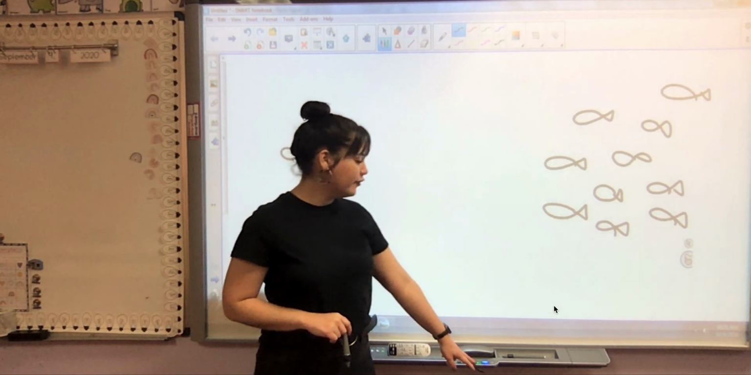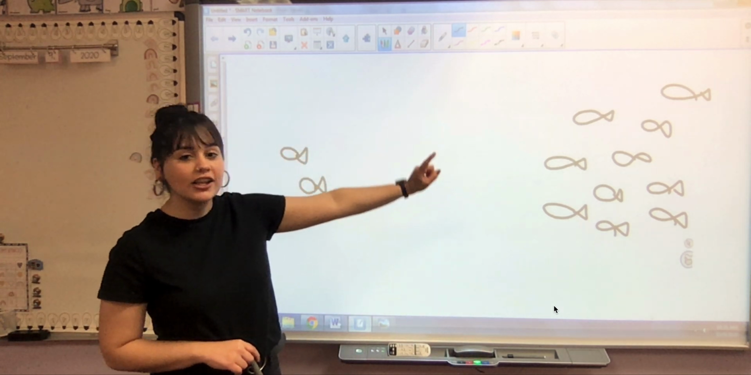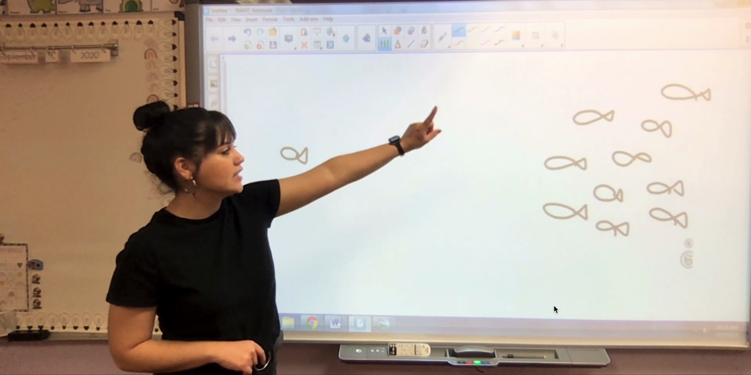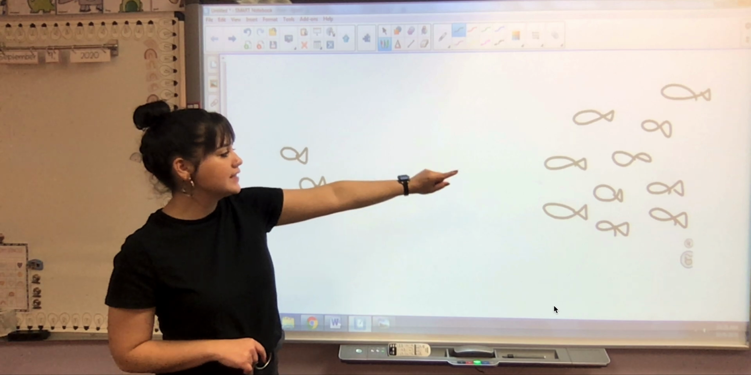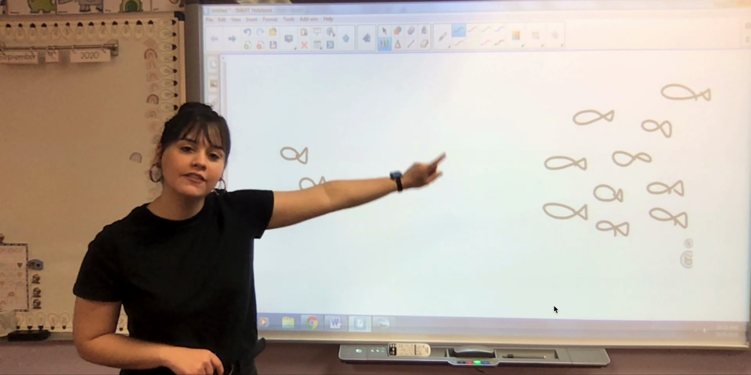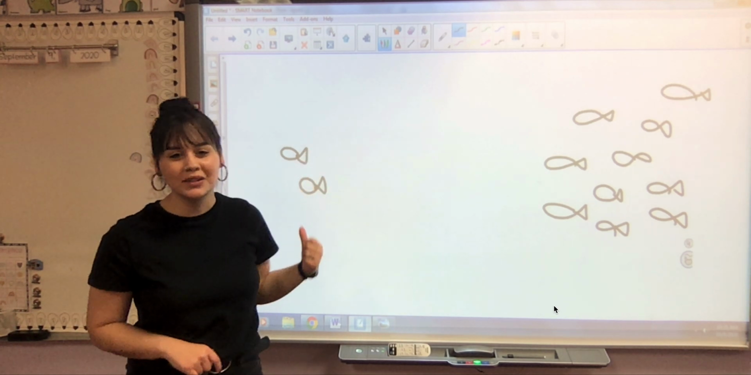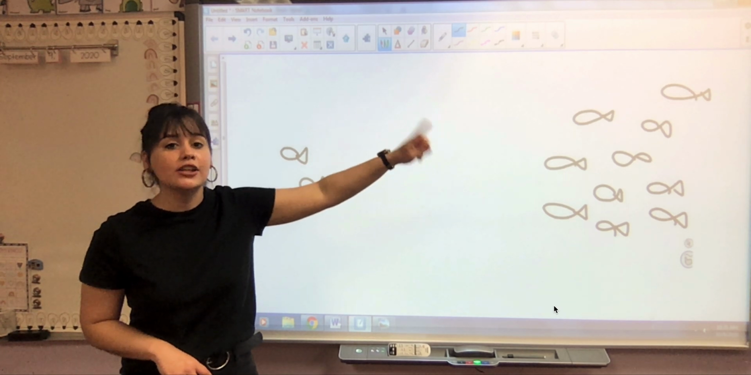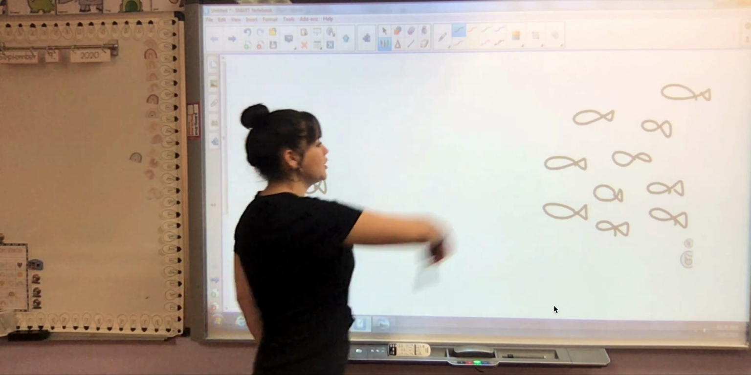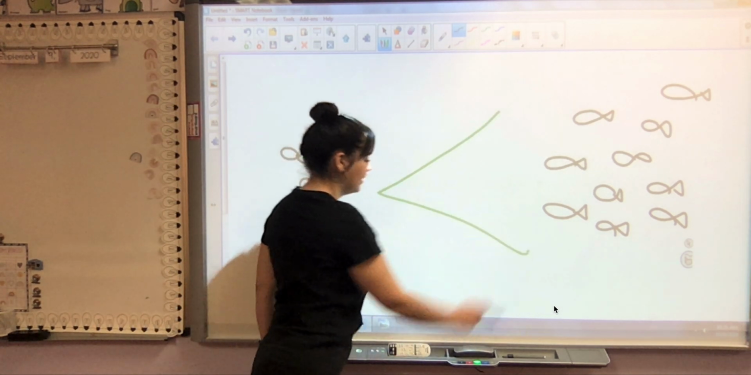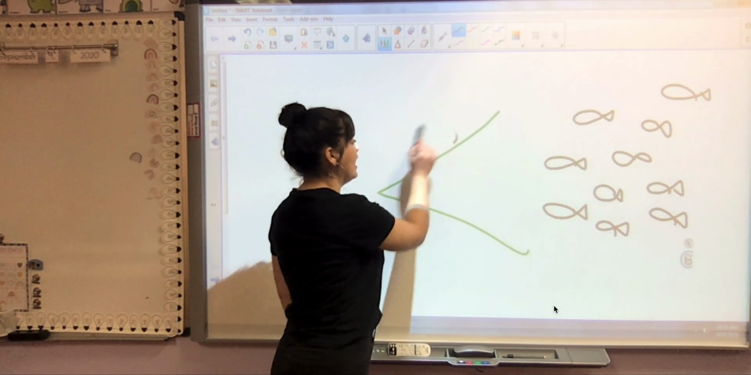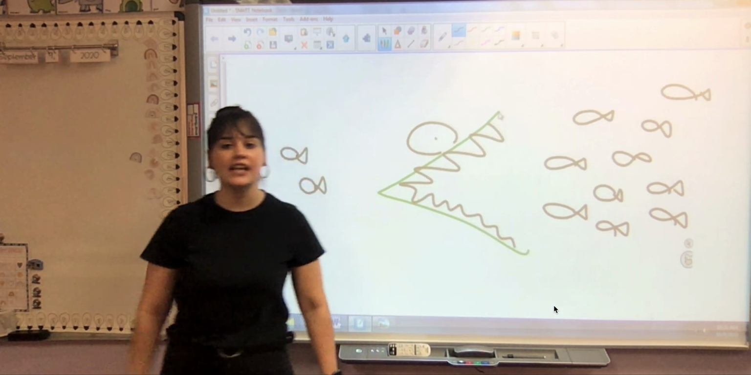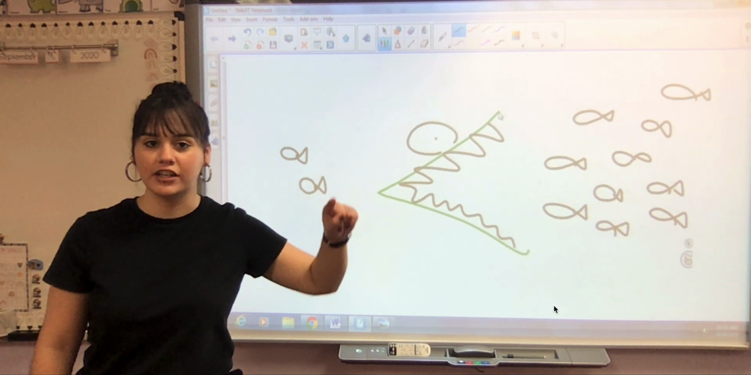My alligator friend ate that huge pile of fish because that pile of fish has 1, 2, 3, 4, 5, 6, 7, 8, 9, 10 fish in it. And this one only had 2. He was like, I don't want just 2 fish. I want that huge pile of fish. So my alligator friend went ahead and ate all of those fish. He ate the biggest amount of fish.